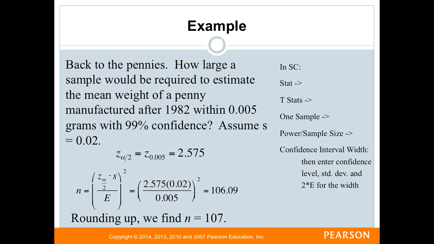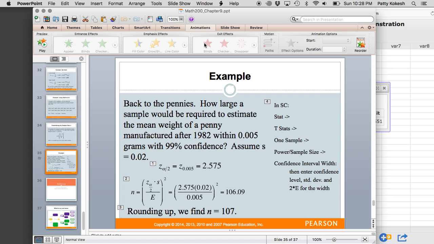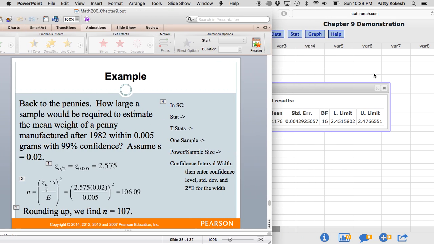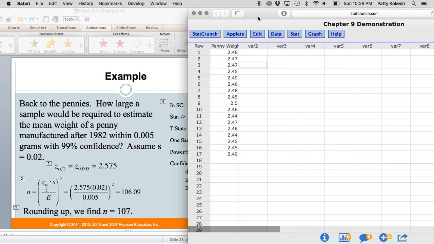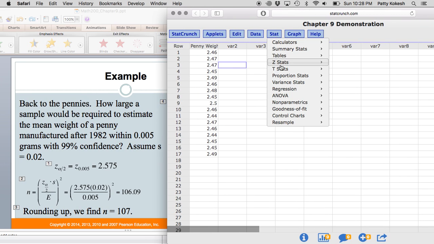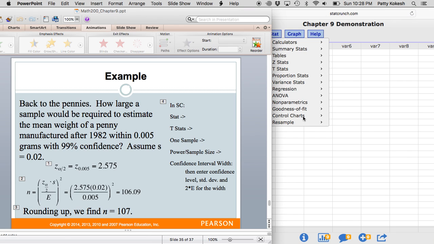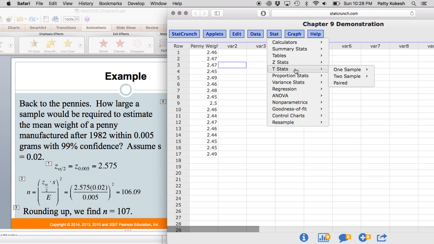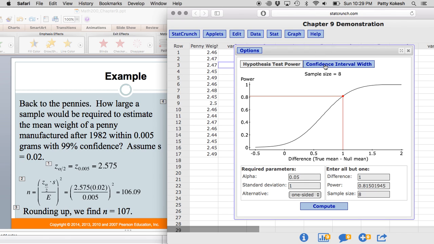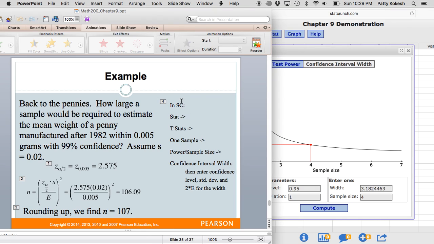Now I want to show you quickly how to do this in StatCrunch as well, and it works pretty nicely. So if we go back to StatCrunch, Stat, T Stats, One Sample, Power/Sample Size. And we want that confidence interval width. So this one is T Stats, One Sample, Power/Sample Size.